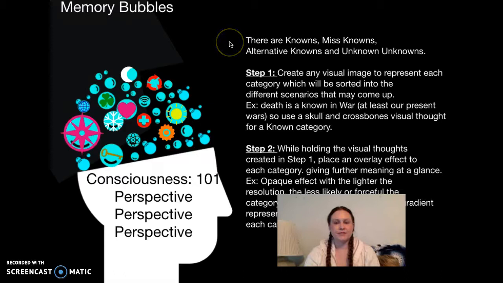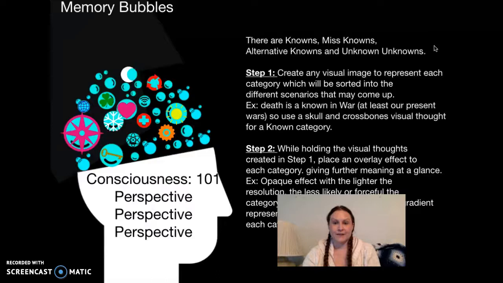The first thing you should remember about reality, even that you're experiencing, is that there are knowns, misknowns, alternative knowns, and unknown unknowns. And that is important when you're creating your memory bubbles because you should be consciously identifying what may alter a conclusion you have come up with based on what you've experienced, because the foundation of an experience is important for how valid the conclusions in that memory are later on in life.